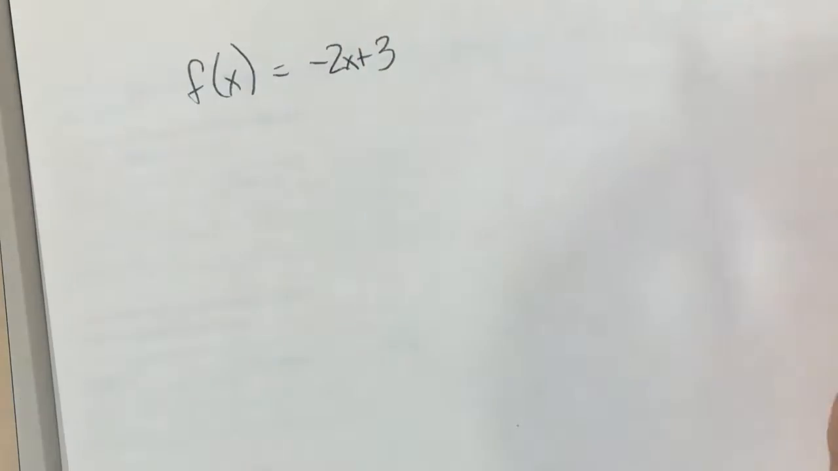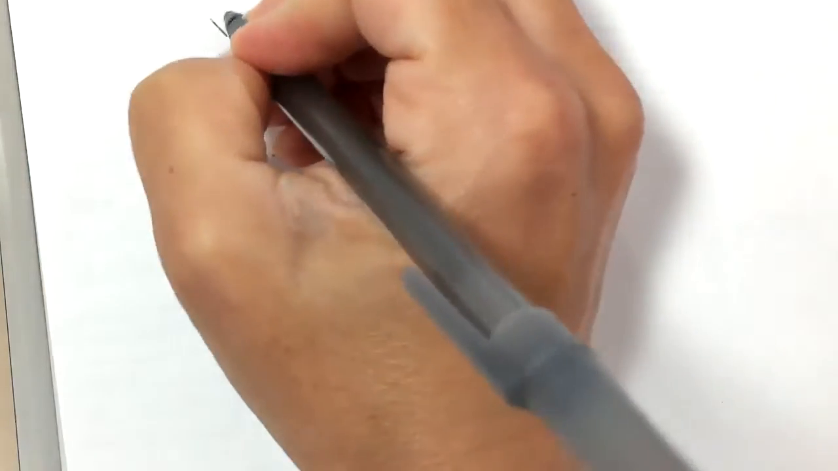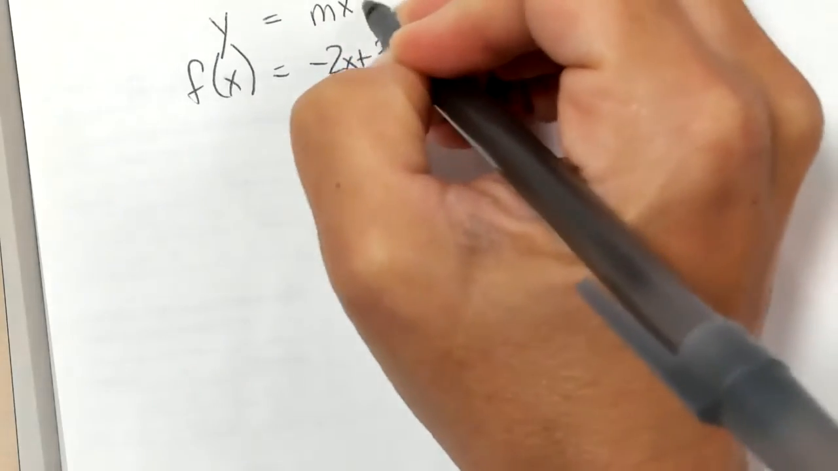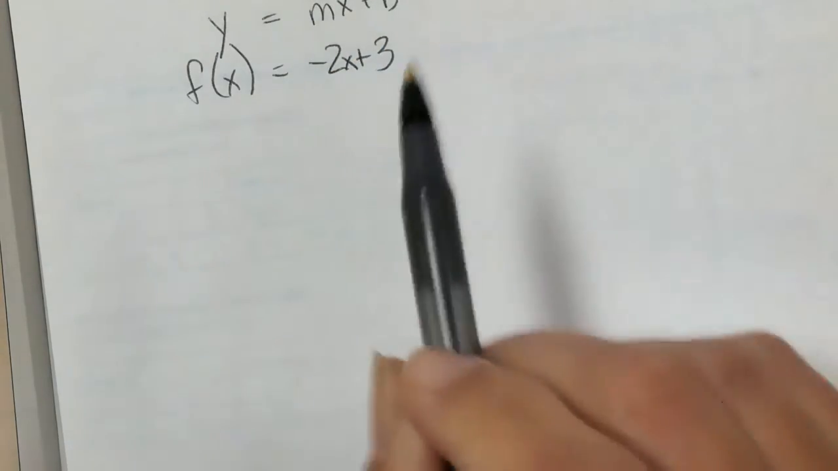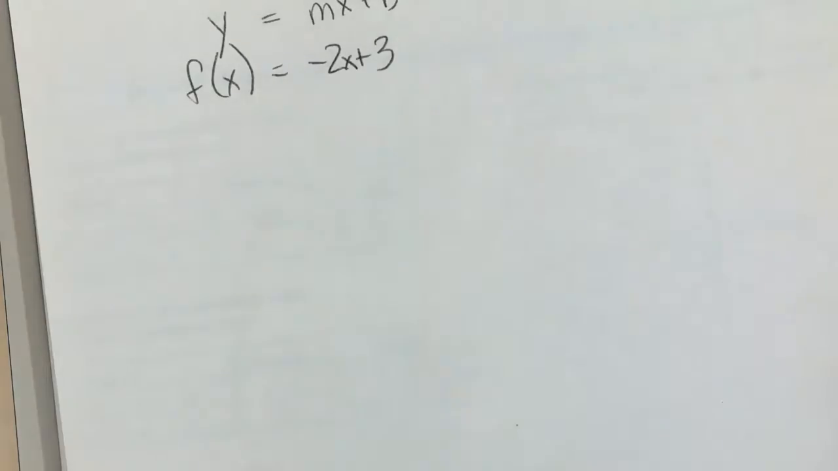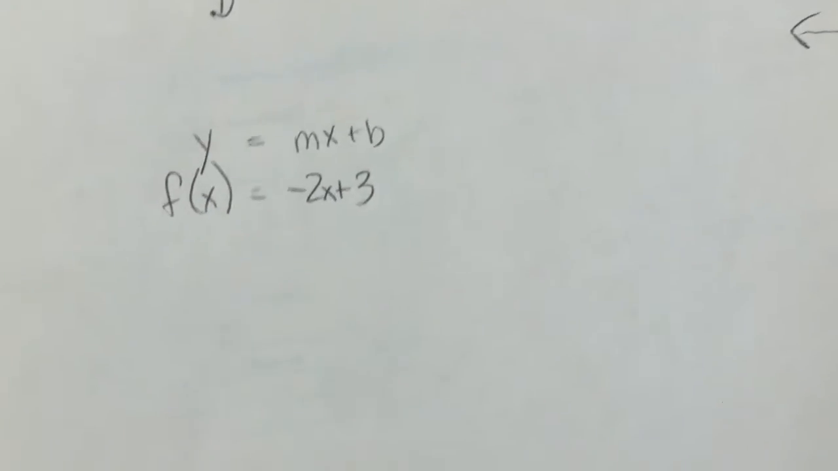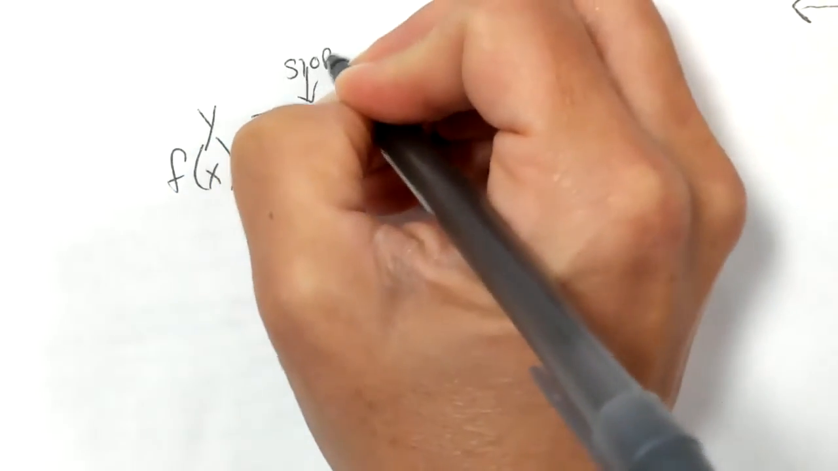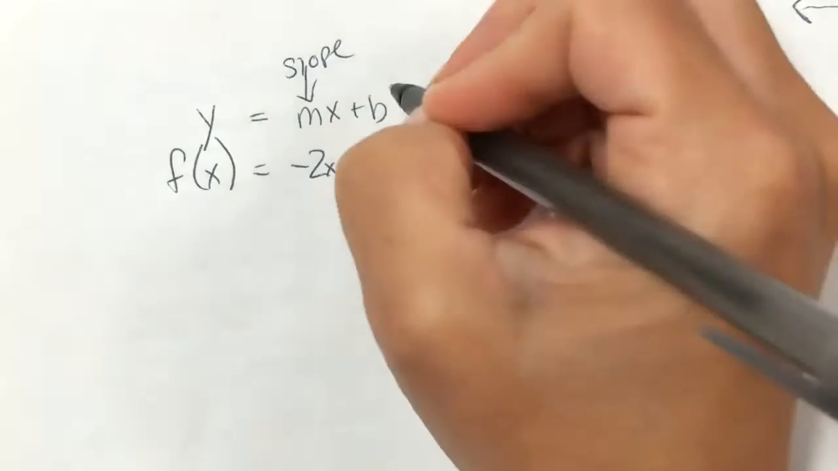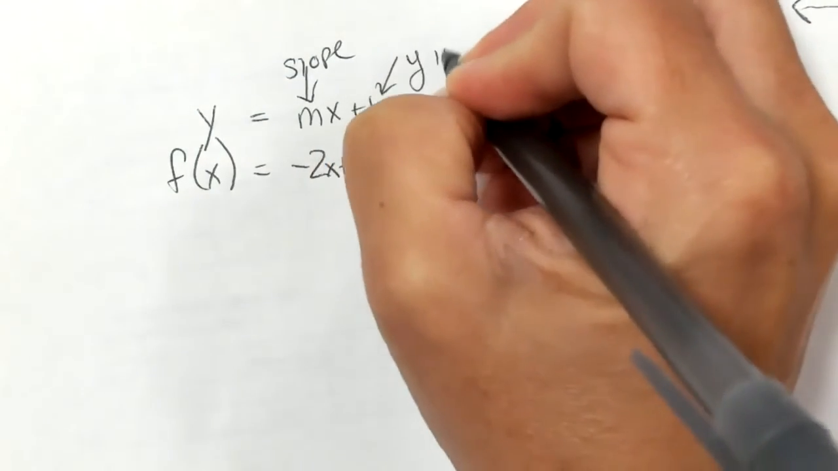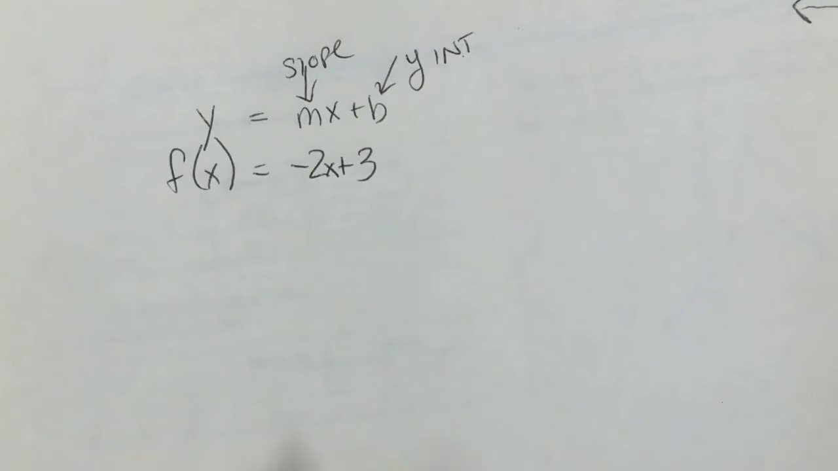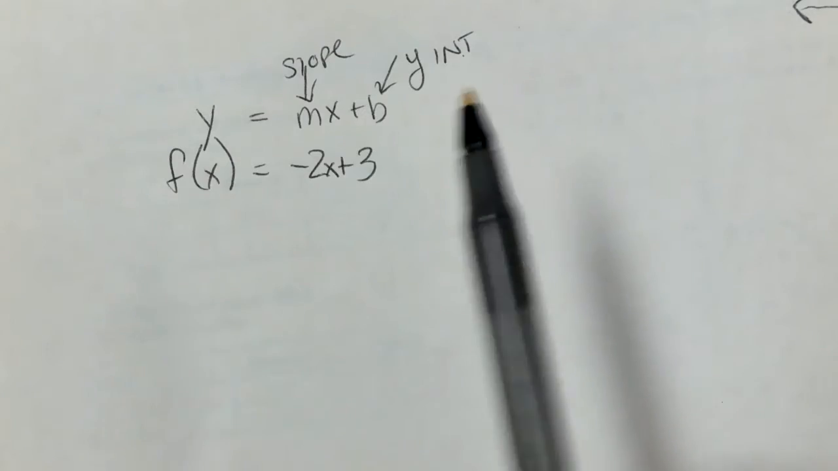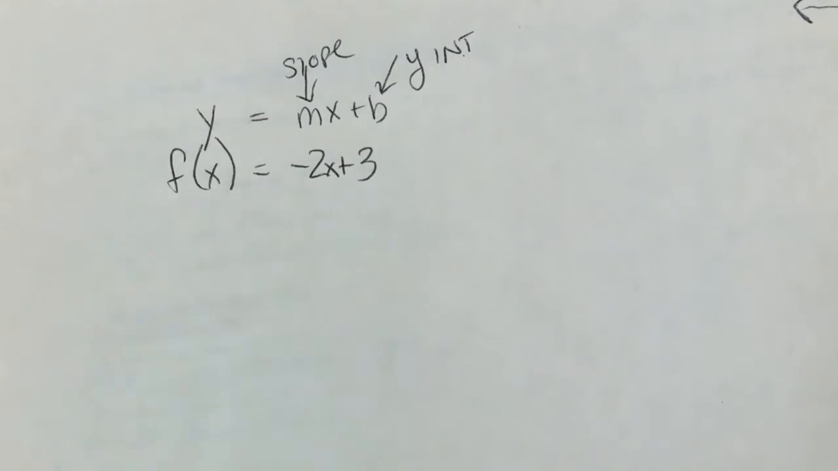We know that we can change this to equal y, to say y equals mx plus b, where m here is your slope, and your b is your y-intercept, and this here, f of x, is our y value.